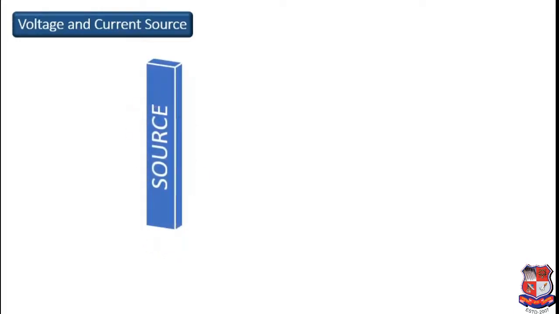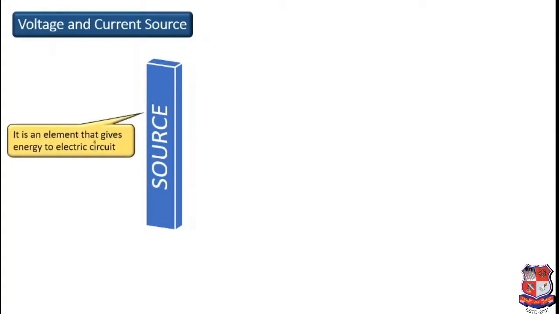Next is voltage and current source. So what is a source? First of all, a source is an element that gives energy to the electric circuit. So it supplies energy to the circuit, because whenever we talk about a source, there would be a load which would be consuming some energy to give some desired output.